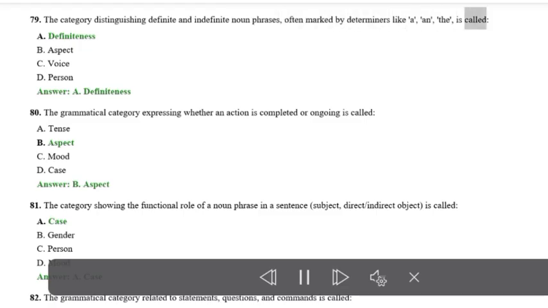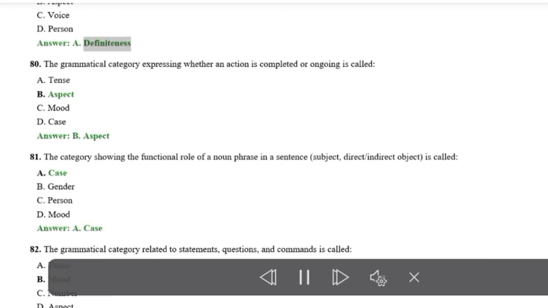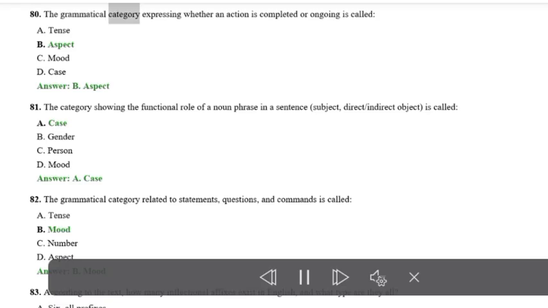79. The category distinguishing definite and indefinite noun phrases, often marked by determiners like a and the, is called A. Definiteness. B. Aspect. C. Voice. D. Person. Answer, A. Definiteness.